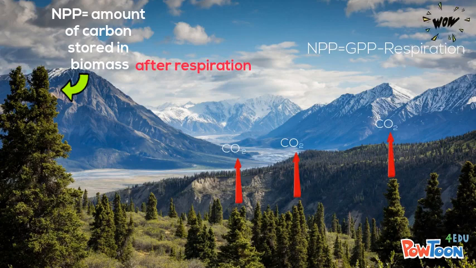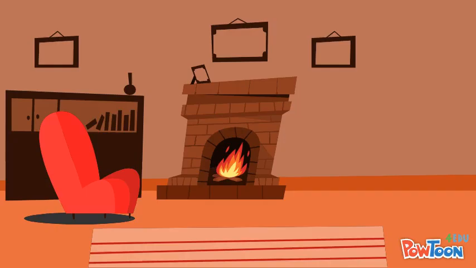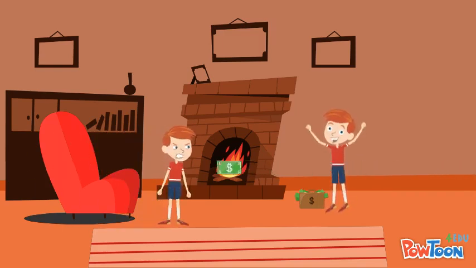To explain these using a more relatable example, we'll use money. Imagine you have a job that pays $500 a week. This $500 is your GPP, the total amount you've made over a week. Now, it would be nice to pocket that $500, but you have to buy food and pay for gas, which adds up to take away 50% of your income. These payments are like respiration, and the $250 left over is your NPP.